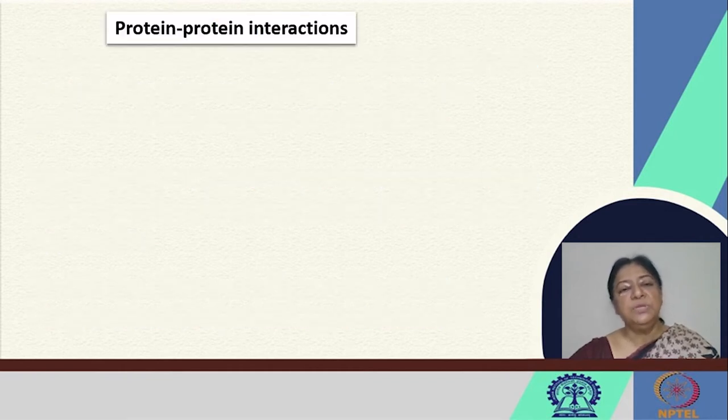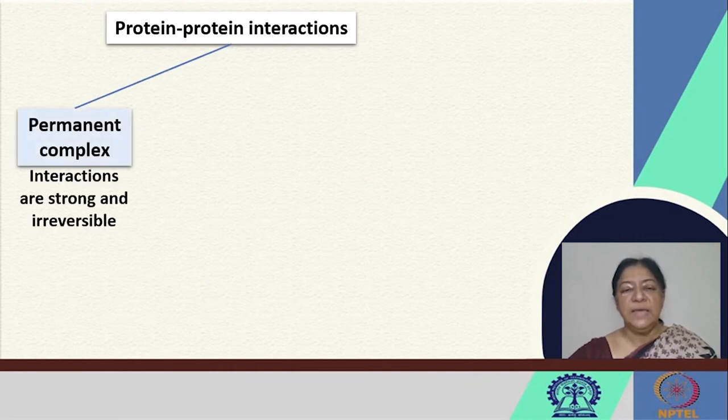If we look at protein-protein interactions in general, they can be of two types. We can have permanent complexes where the interactions are strong and irreversible. For example, this could be a case where we have monomeric subunits of a protein forming an oligomeric unit, where the interactions are strong, they are irreversible in a way, and they form a permanent complex.